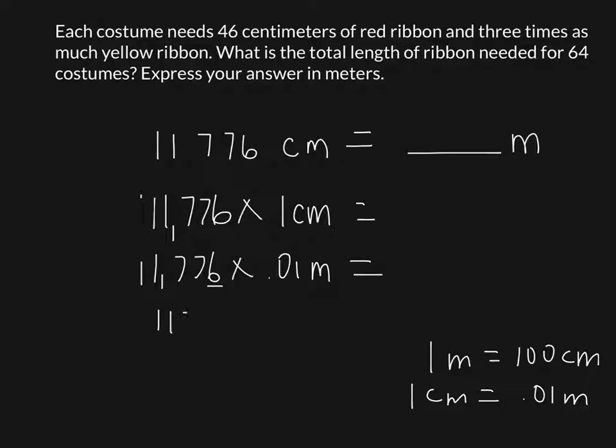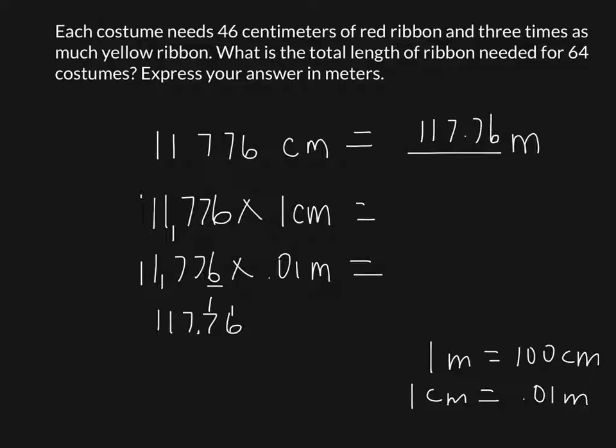So I'm going to write my digits. So here's my 6 in the hundredths place, my 7 is in the tenths place, and there's my decimal. And so what I have is 117 and 76 hundredths meters. So the answer to my problem that I'm going to fill in to the blank a few slides ago is 117.76. The total needed is 117 and 76 hundredths meters.